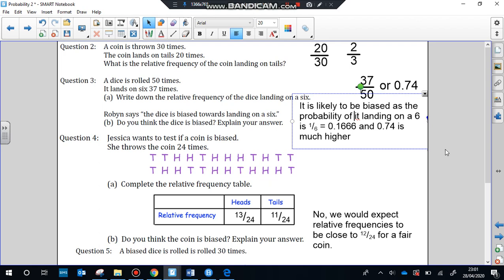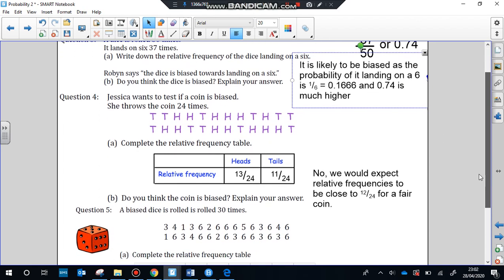Question 4, we're asked to complete the relative frequency table for heads and tails from this coin experiment. So I've got 13 out of 24 heads and 11 over 24 for tails. Do we think the coin is biased? No, the coin doesn't look to be biased. We would expect relative frequencies to be close to 12 out of 24 for a fair coin. Again, we're never going to get exactly 12 out of 24, but both of those numbers are close to 12, so that would suggest it's a fair coin.